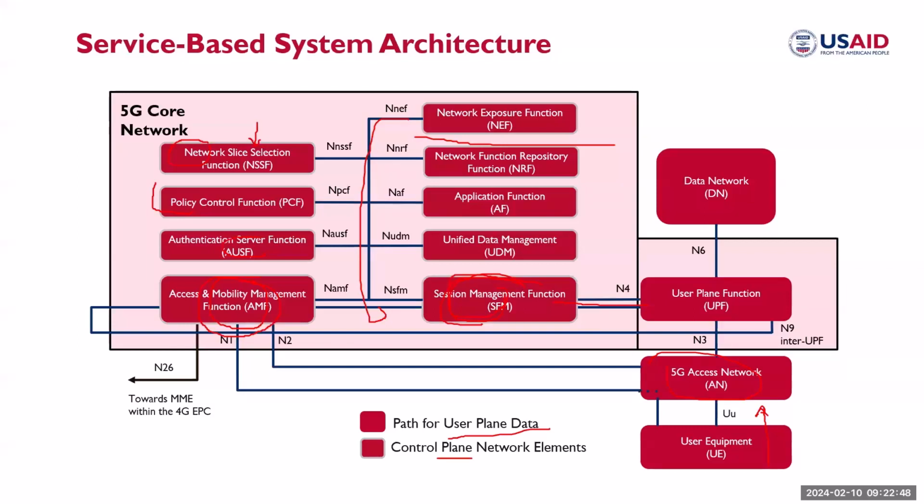Okay? So overall, the 5G service-based system architecture represents a major step forward in the evolution of network architecture, enabling the creation of new and innovative services and applications that can take full advantage of the capabilities of the 5G system. Okay? By providing a flexible and modular architecture that can be easily adapted and customized to meet the needs of different use cases, the 5G SBA is helping to drive development of new and exciting applications and services that have the potential to transform the way we live and work.